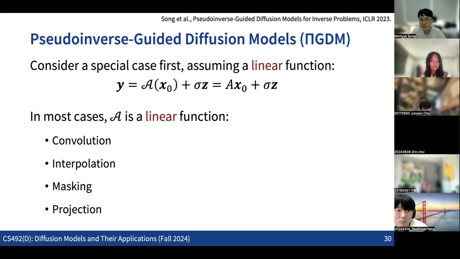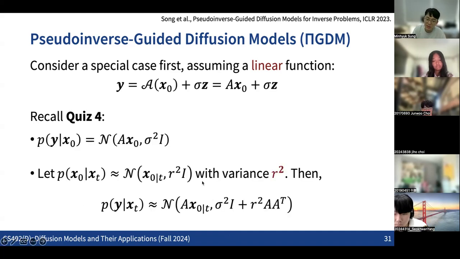And actually, most of the applications that we discussed in the previous slides are cases where A is a linear function. Like convolution, interpolation, or masking projection, these are all cases where we can represent the relationship from x to y as a matrix. So while we are seeing a special case, this can cover most of the applications that we discussed before. Clear?